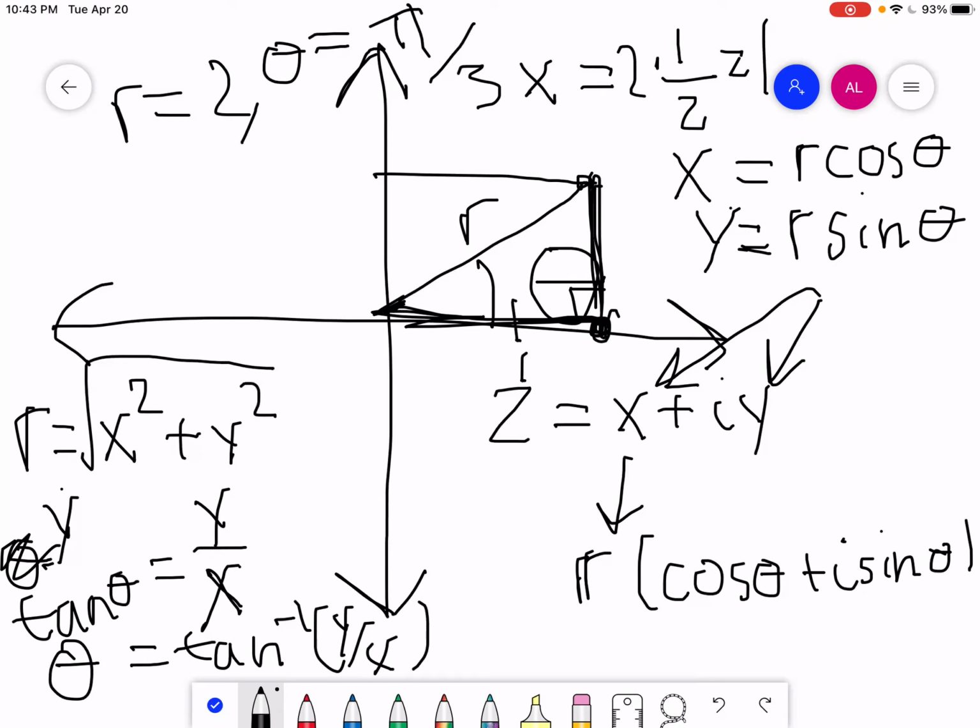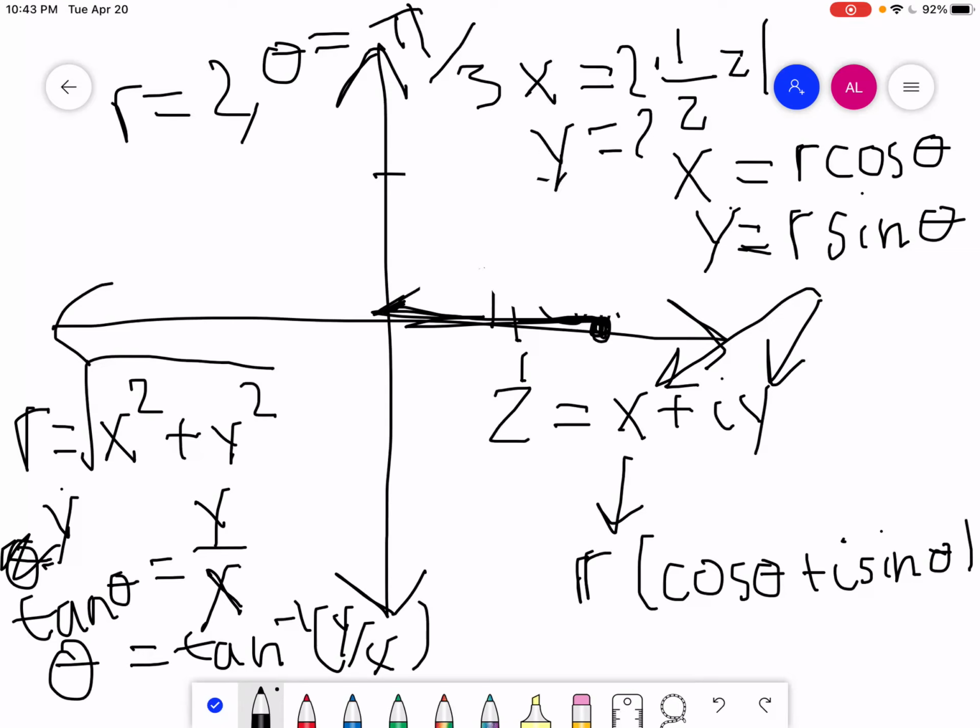And then we want to find y, which is 2 times the sine of pi over 3, which is 2 times square root of 3 over 2, which is just square root 3. That's about 1.7. I memorized that square root of 3 is about 1.7.